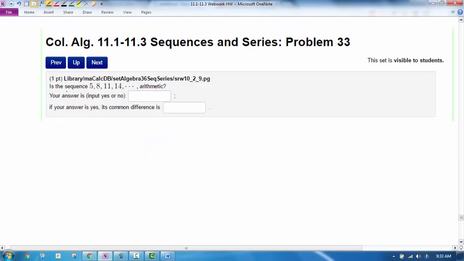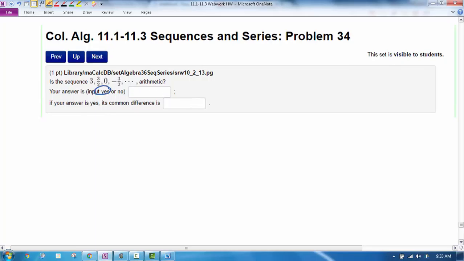Okay, the next problem asks, is this sequence arithmetic? Yes, I'm adding 3 each time, so the common difference is 3. Next one, same question, and for me it is yes, and I'm subtracting 1.5 each time, or negative 3/2.